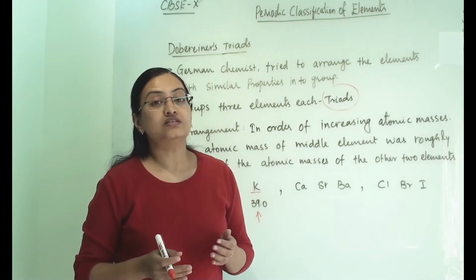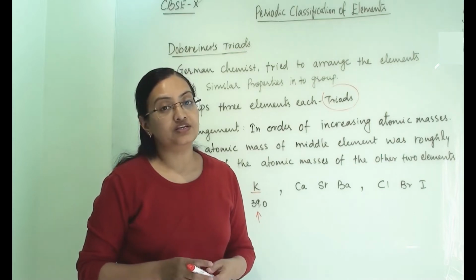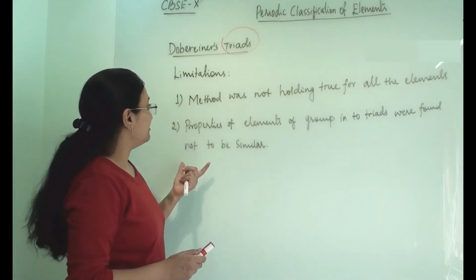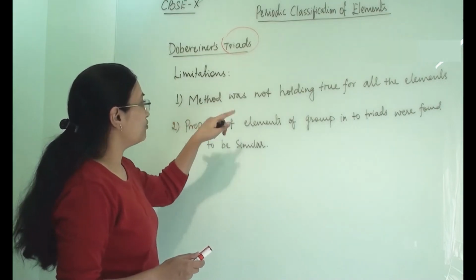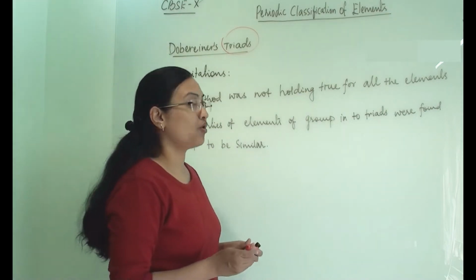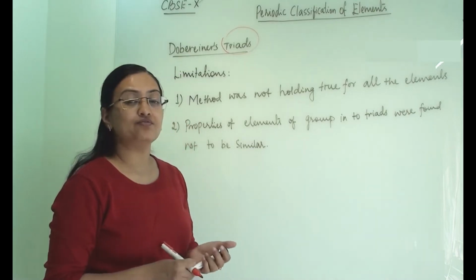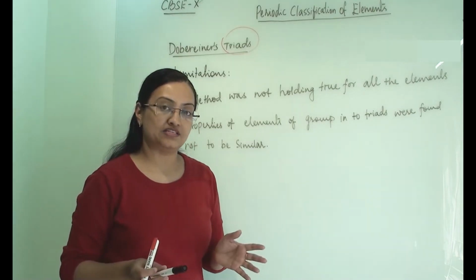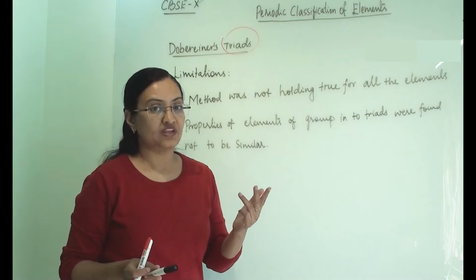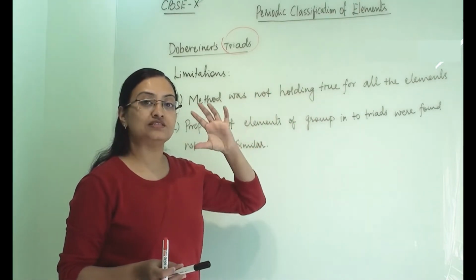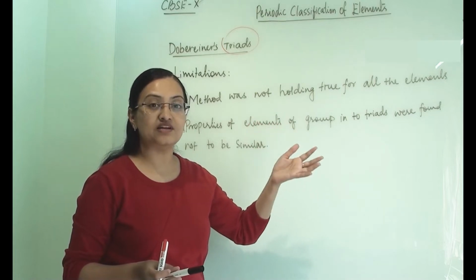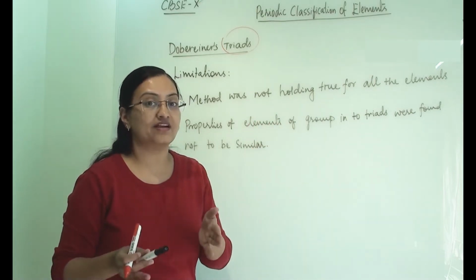Now moving towards the limitations of Döbereiner's triad. First, the method did not hold true for all the elements. He gave triads for only 9 elements, in 3 triads. So it was not holding true for all the elements. Only a few elements could be arranged in this triad pattern.